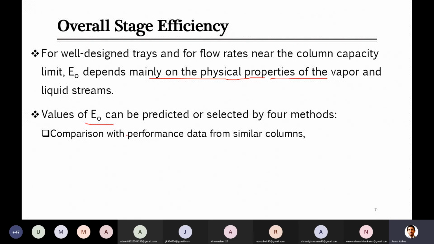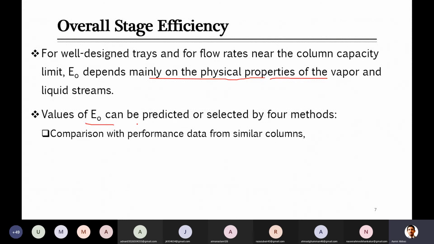We can then say that the column which we are going to design will be performing more or less closely as compared to the already installed system. For this, if you are designing anything, you should compare it with any equipment which is performing more or less the same kind of separation.